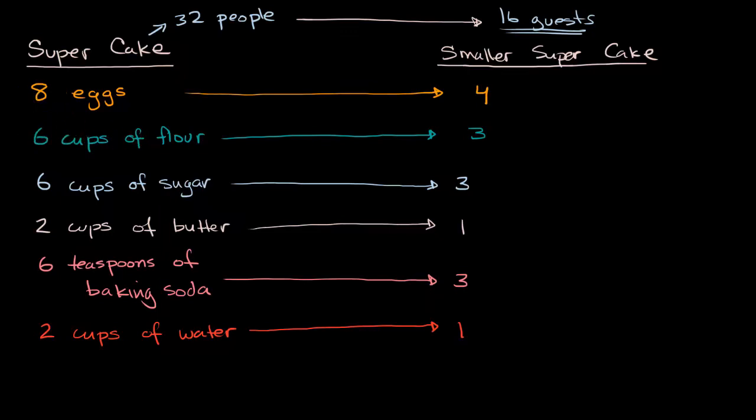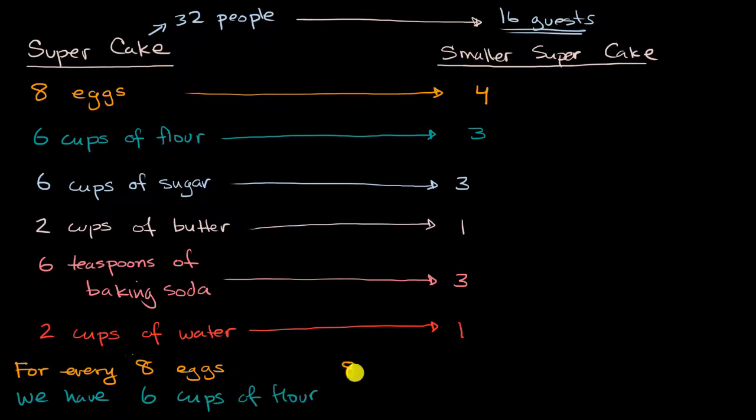So let me write this down. So for every 8 eggs, we have 6 cups of flour, which can be expressed as a ratio. The ratio of eggs to flour is 8 to 6, which is once again interpreted as for every 8 eggs, I have 6 cups of flour. If I said for every 6 cups of flour, I have 8 eggs, I would have written 6 to 8. So the order here matters. But here I'm saying the ratio of eggs to cups of flour is 8 to 6. For every 8 eggs, I have 6 cups of flour.